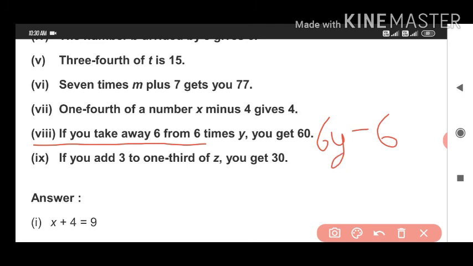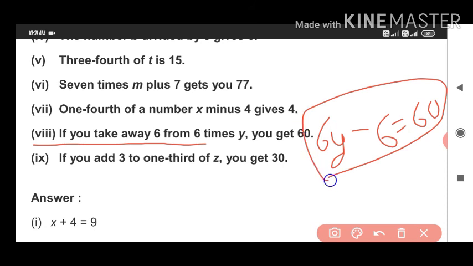From 6 times y, which is 6y, we do minus 6. So 6y minus 6 is equal to 60. You get 60. So this is the required equation: 6y minus 6 is equal to 60. So hope you all have understood.